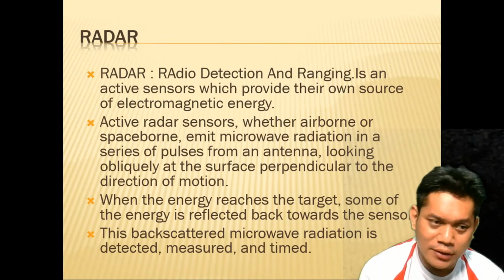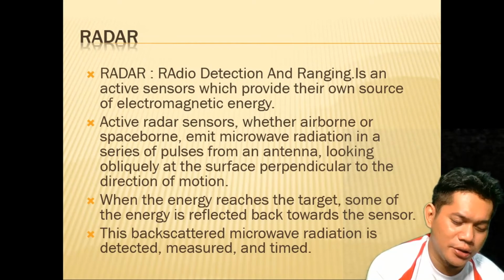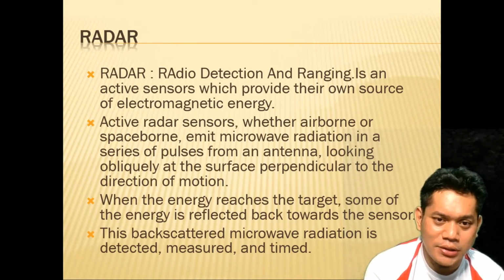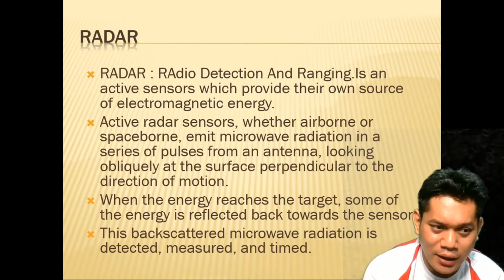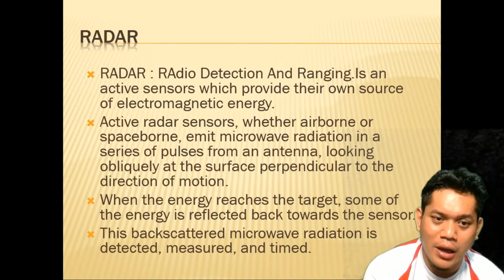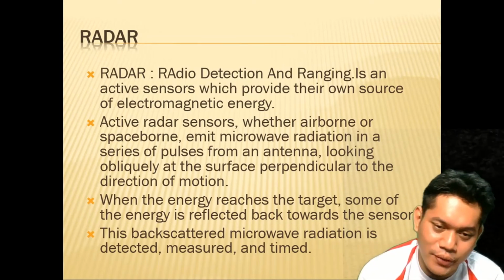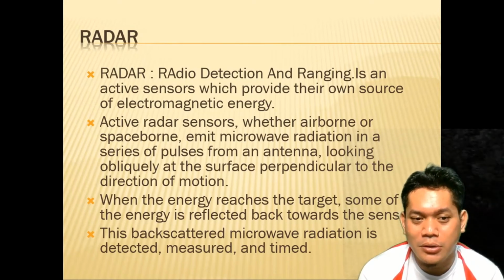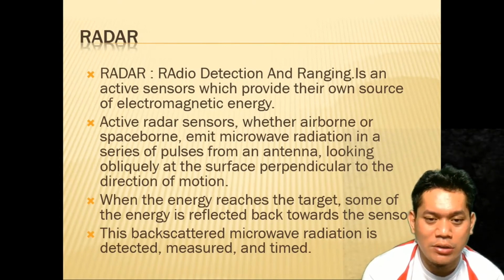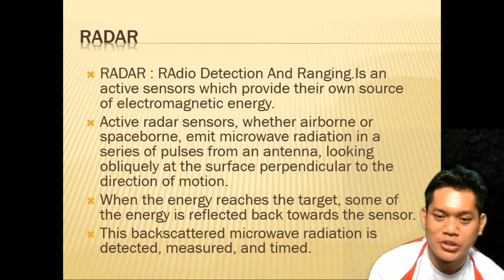The difference from the satellites, which look vertical, perpendicular to the surface. But for the radar, due to the concept that the system emits its own energy and records back the reflected energy, therefore it has to look oblique on the surface, which is about 75 degrees to the surface, in order for the system to be able to record back the pulses. And when the energy reaches the target, the energy will be reflected back to the sensor, and this backscatter radiation will be detected, measured and timed.